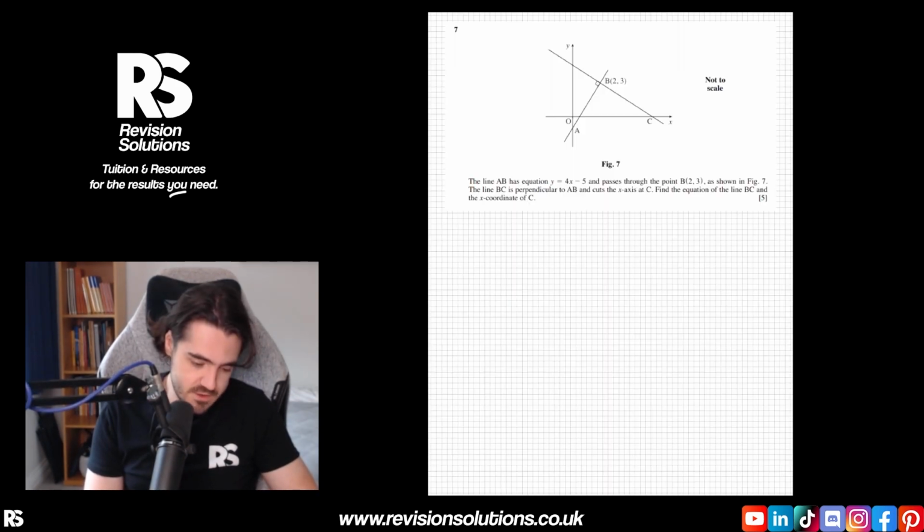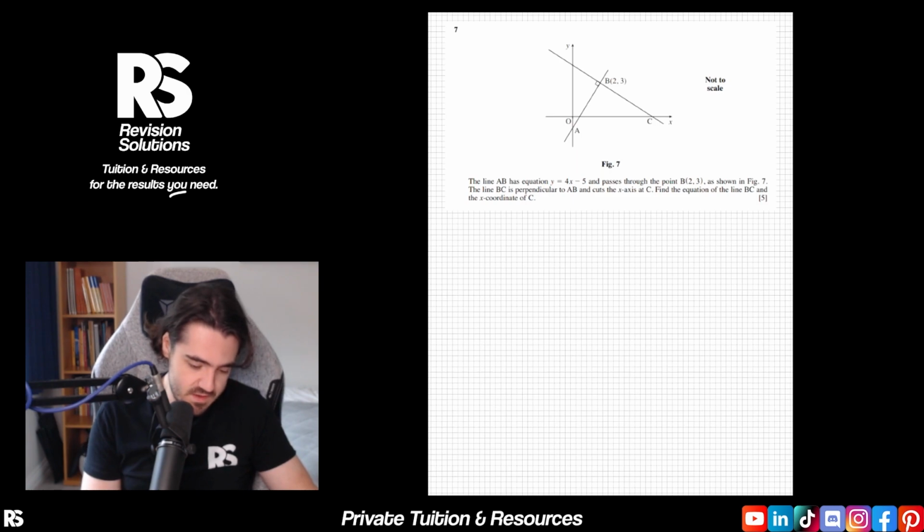Okay, and now for our last question, we've got the line AB has equation 4x minus 5 and passes through the point B with coordinates 2, 3. The line BC is perpendicular to AB and cuts the x-axis at C. Find the equation of the line BC and the x-coordinate of C. Well, first off, if we know the gradient of AB, we can work out the gradient of BC by the fact that they're perpendicular. So if the gradient of AB is 4, then the gradient of BC must be the negative reciprocal of that, which would be minus a quarter.